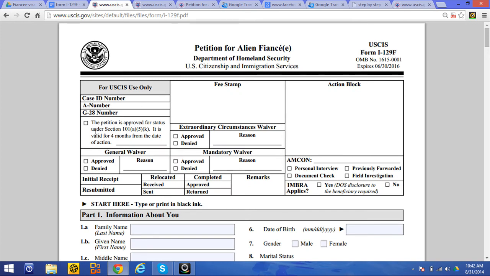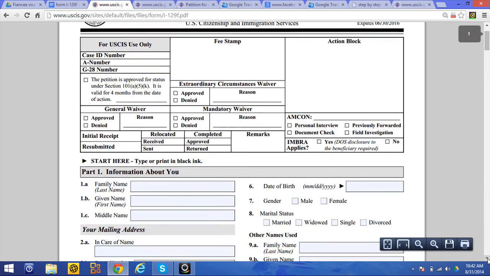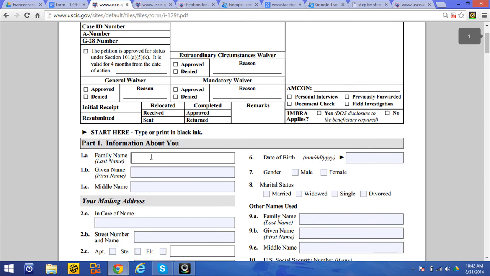You understand that the top is only for USCIS use. Don't touch it. That's not for you. So we're going to start here in Part One. Part One is information about you. That means information about the U.S. citizen fiancé, the one who is doing the petition, the petitioner. So the U.S. citizen fiancé must enter his last name, the family name.